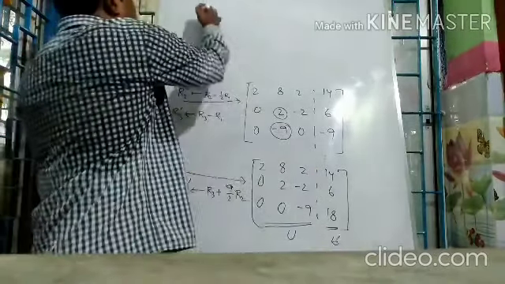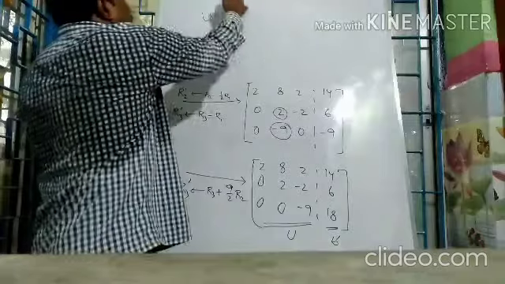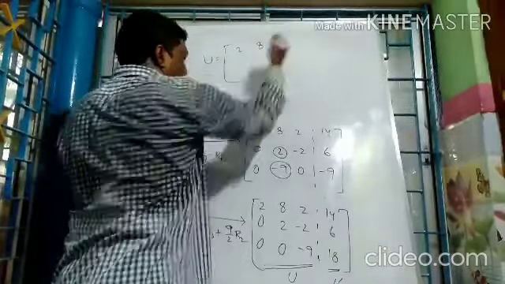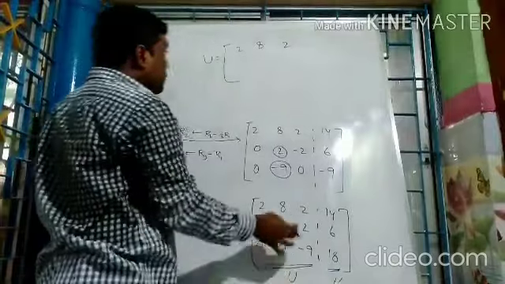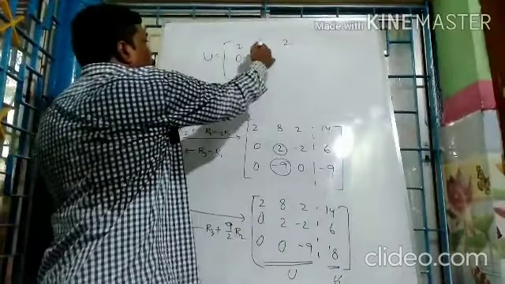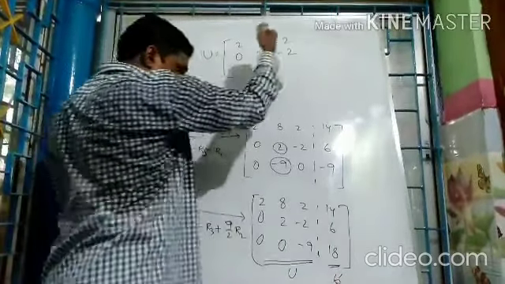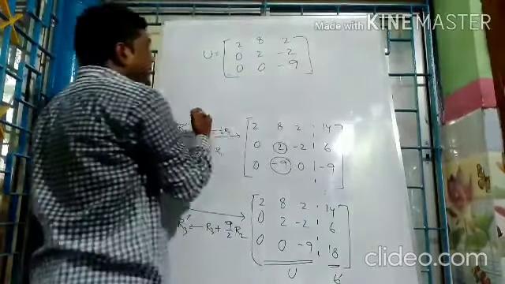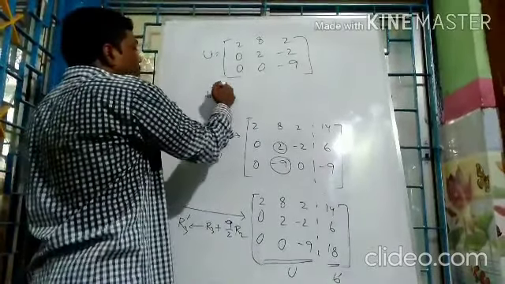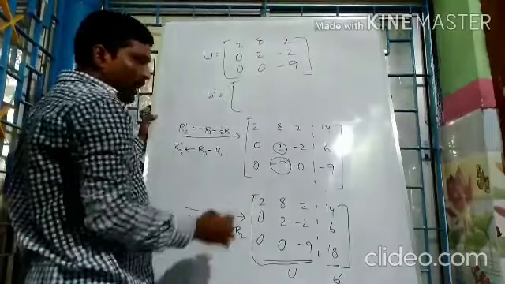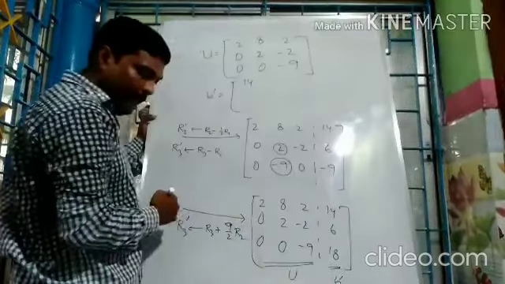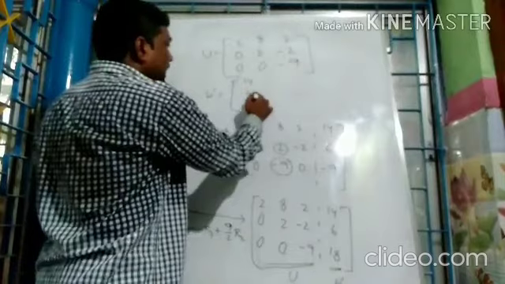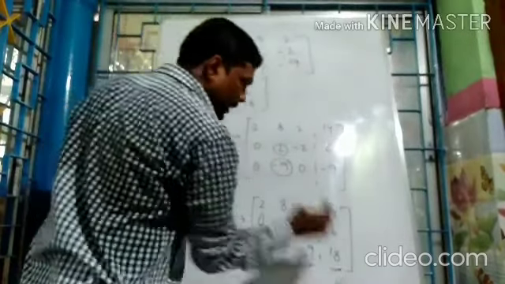The reduced matrix U is 2 8 2, 0 2 minus 2, 0 0 minus 9. This is the reduced matrix U, the upper triangular matrix, and the reduced vector B dash is 14, 6, 18.